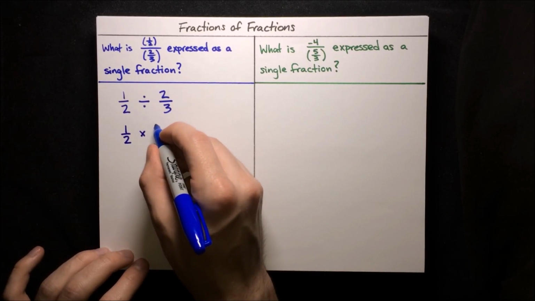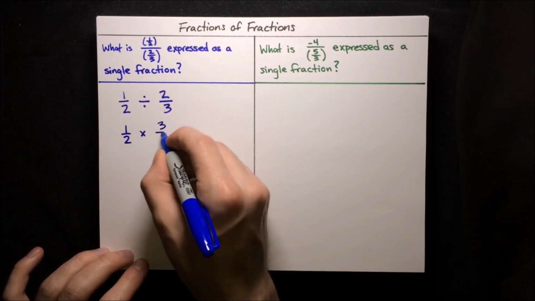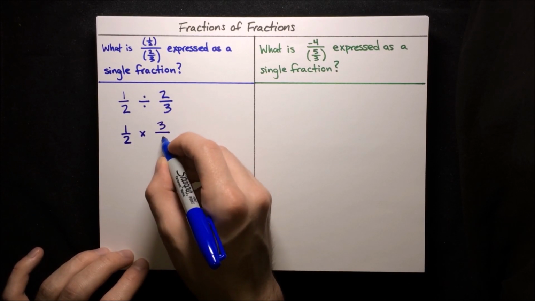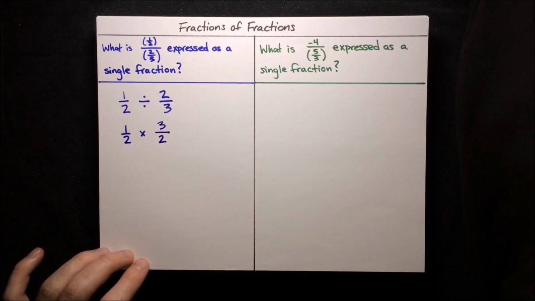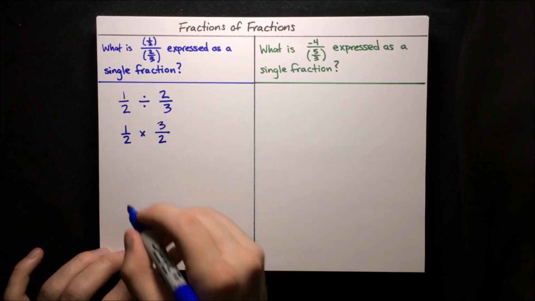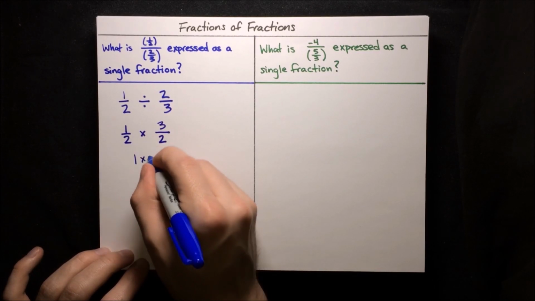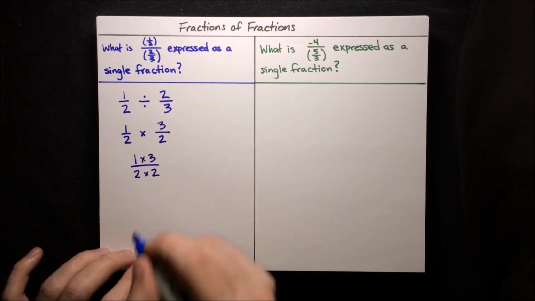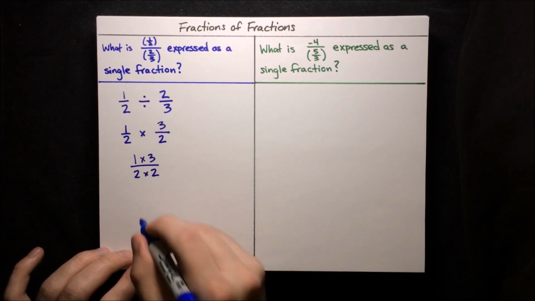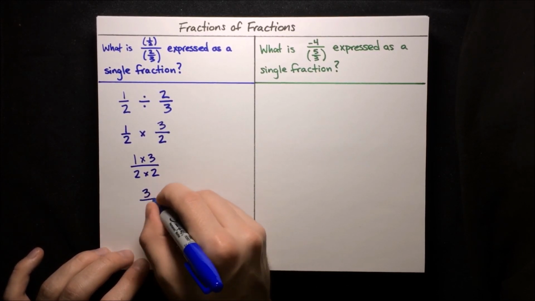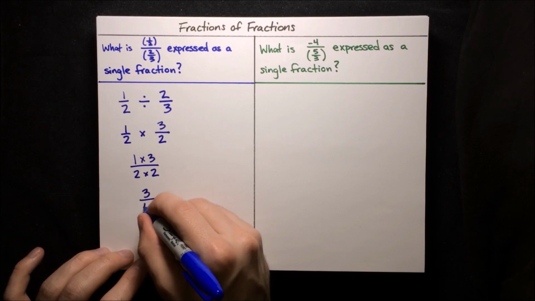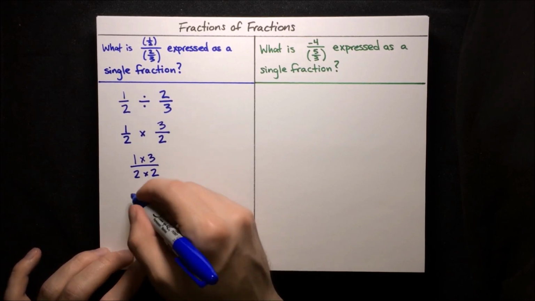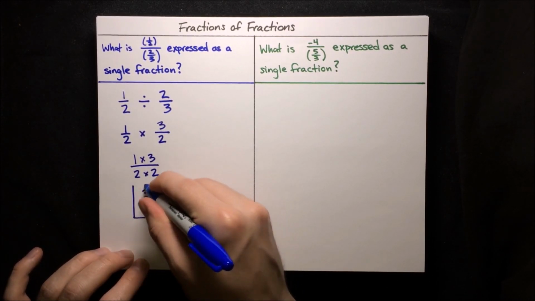The 3, which was the original denominator, now goes in the numerator, and the 2, which was the original numerator, now goes in the denominator, 3 over 2. And 1/2 times 3 over 2, when we multiply fractions, we can just multiply straight across. So 1 times 3 in the numerator, and 2 times 2 in the denominator. 1 times 3 is, of course, just 3, and 2 times 2 is just 4. So there's the result, 3/4.